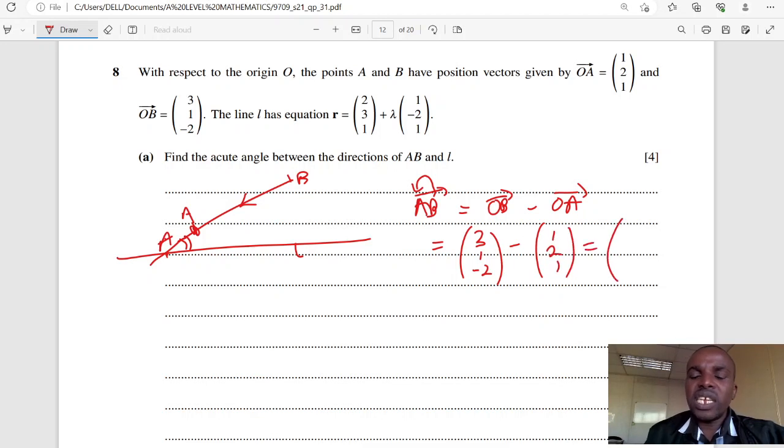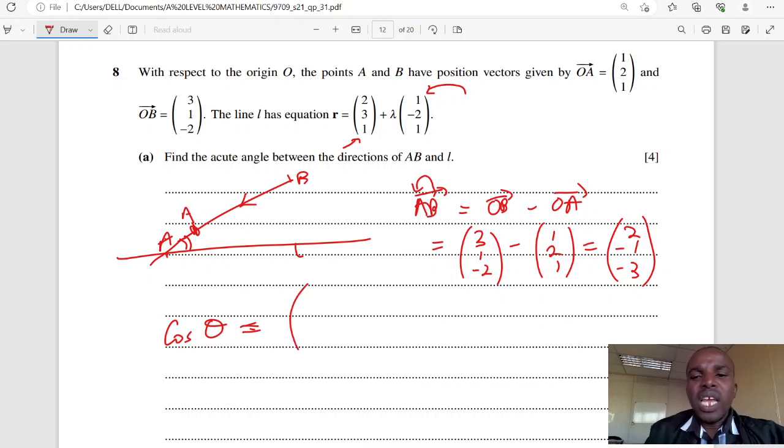If you simplify this part, you get (2, -1, -3). This one is the directional vector AB. Then the directional vector of the line is this part, which is (1, -2, 1), and (2, 3, 1) is called the position vector that represents any point that lies on the line. So I can say cos theta equals the dot product of the directional vectors over the modulus of the directional vectors.